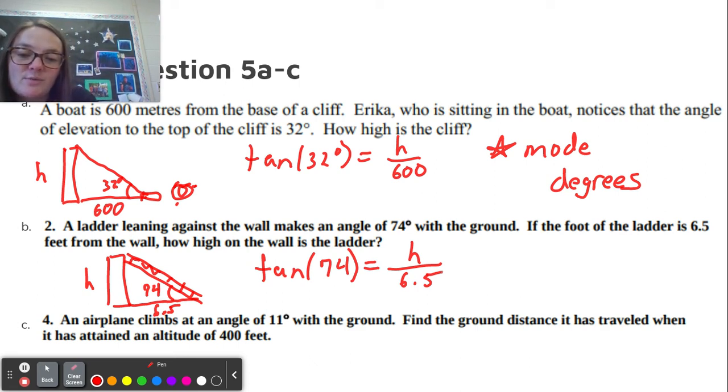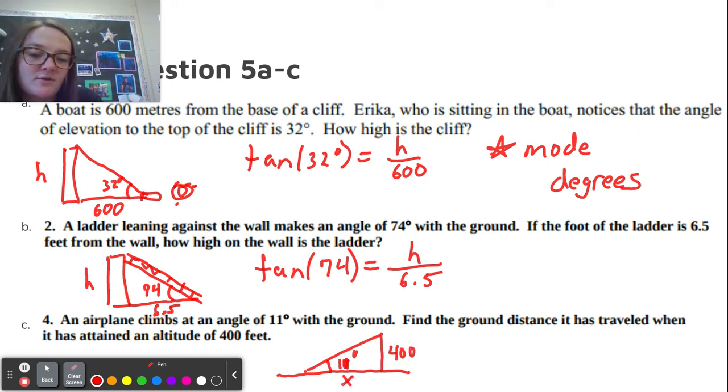Number 4, it says an airplane climbs at an angle of 11 degrees with the ground. Okay, so say we have an airplane and it takes off from the ground at 11 degrees. Find the ground distance it has traveled when it has attained an altitude of 400 feet. So once it gets to 400 feet, we want to know how much distance did it cover.